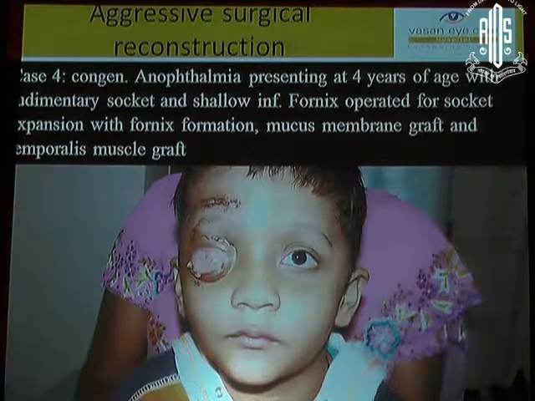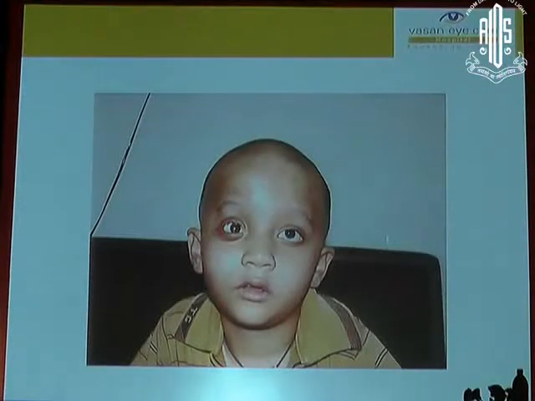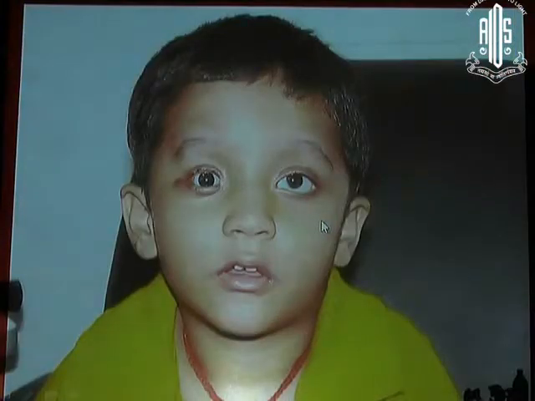The fourth example is where a rather aggressive approach was taken in the first go. The child presented at 4 years with a plastic surgeon. He had consulted and operated for fornix formation surgery with a temporalis flap transfer and a mucous membrane graft all in one go. Initially it looked very good. Gradually, the graft started shrinking in size. We were able to fit a conformer and a prosthesis, but as you can see, there was a complete lag of the fornices, and results could have been better had we stayed conservative.